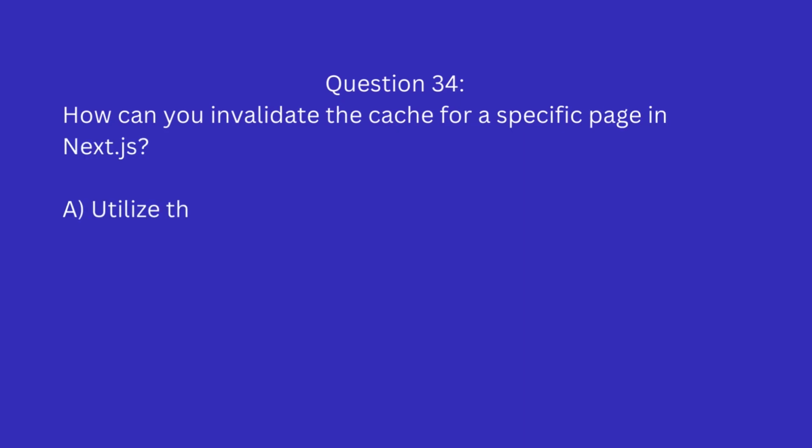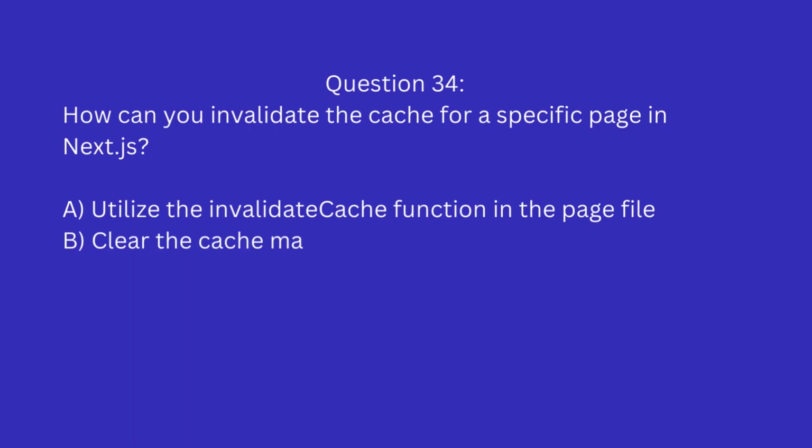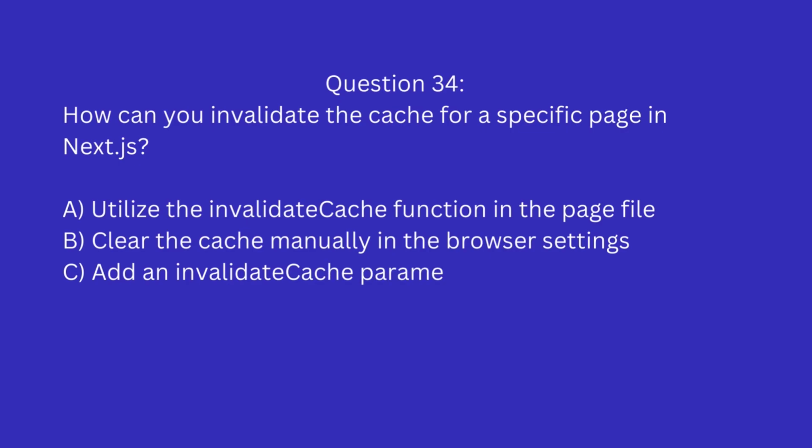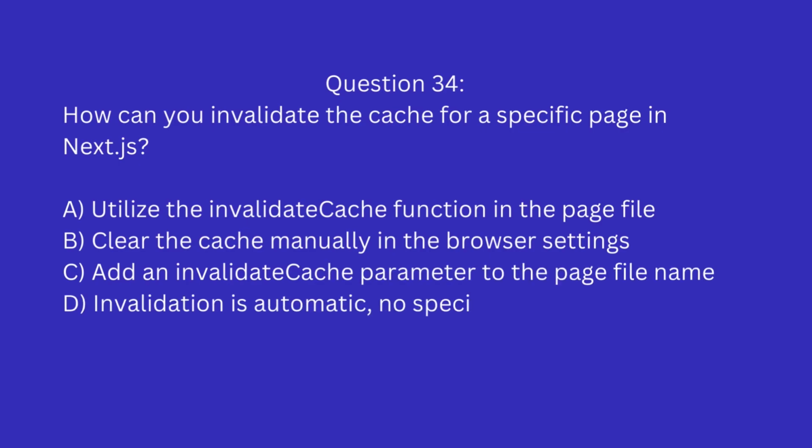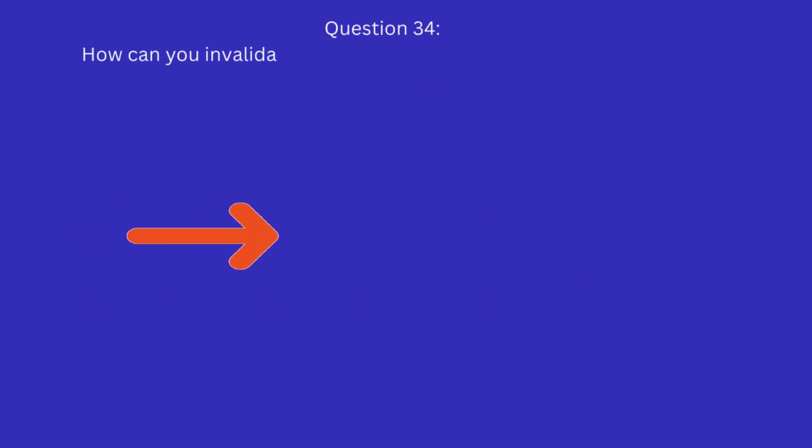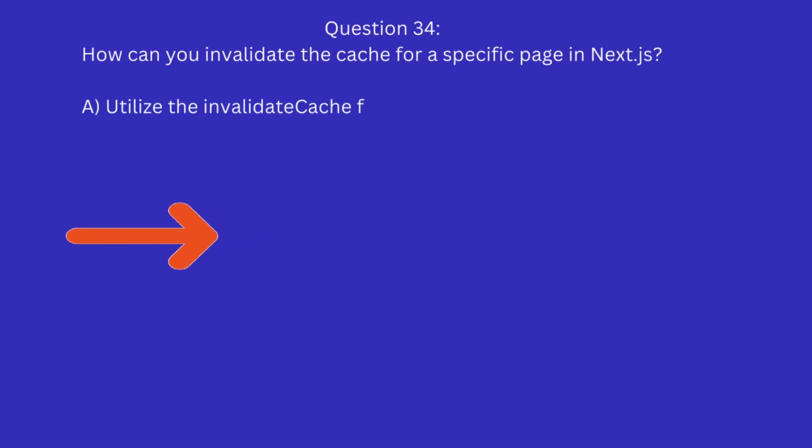A. Utilize the invalidate cache function in the page file. B. Clear the cache manually in the browser settings. C. Add an invalidate cache parameter to the page file name. D. Invalidation is automatic, no specific action is required. Correct answer, B. Explanation. The correct answer is B.